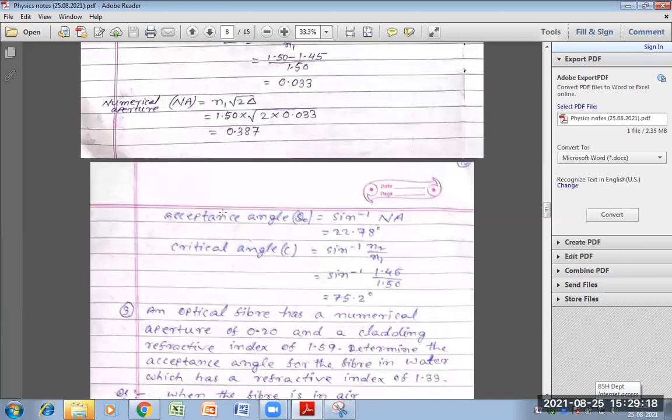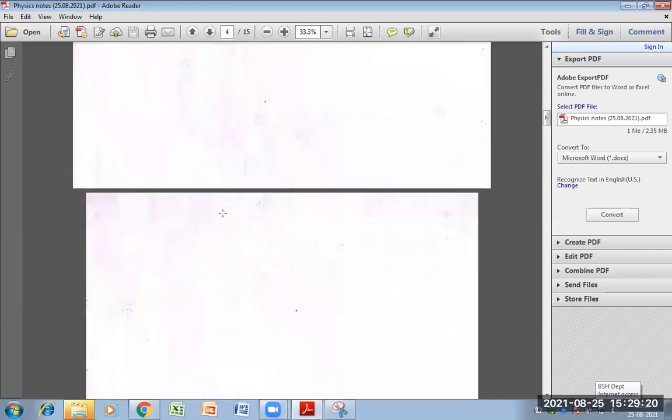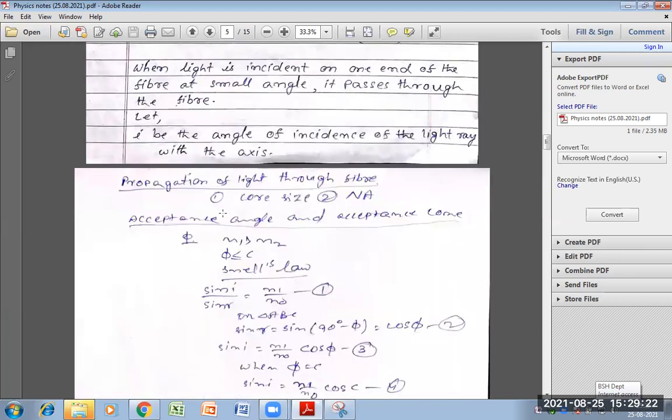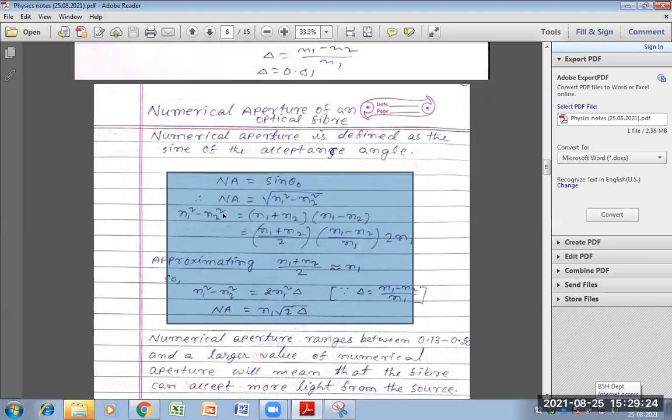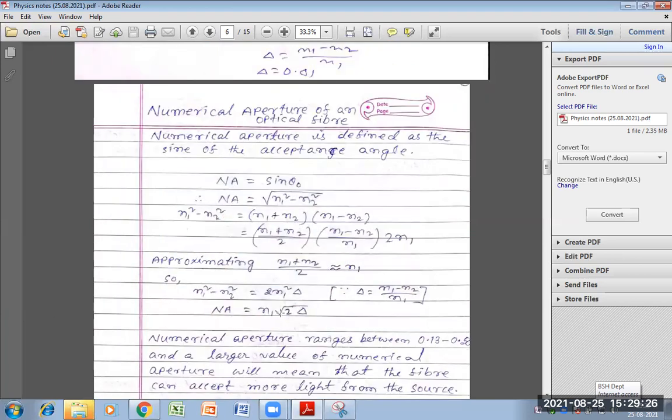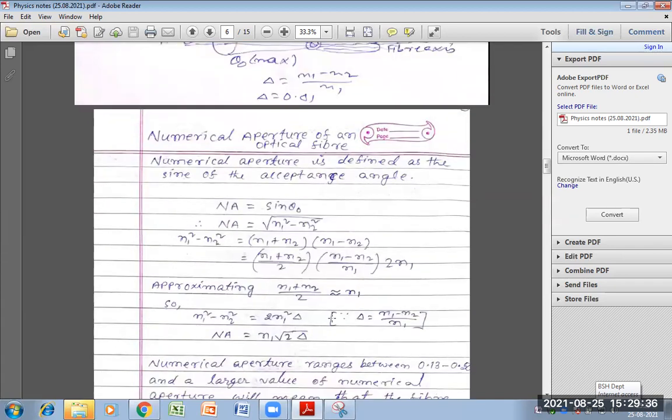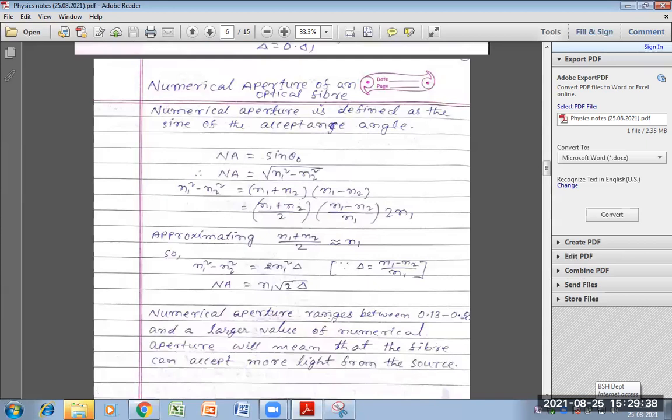NA is equal to n1 root under 2 into delta. So numerical aperture ranges between 0.13 to 0.50, and a large value of numerical aperture will mean that the fiber can accept more light from the source.